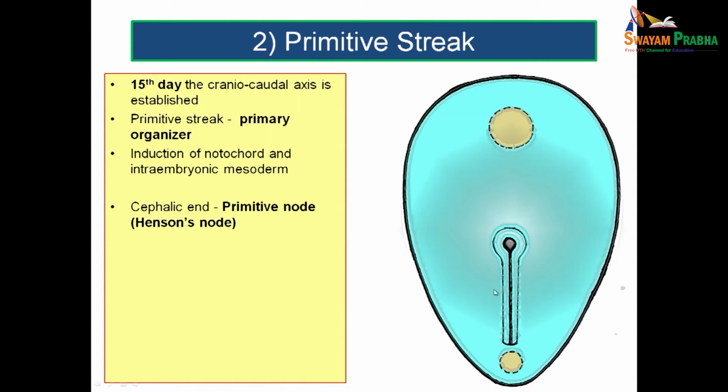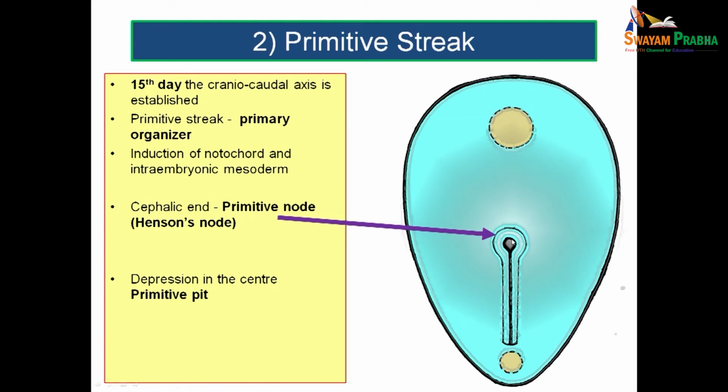Now, let us concentrate on the primitive streak, the parts of the primitive streak and how this primitive streak is giving rise to the formation of notochord and intraembryonic mesoderm. So, let us have a look. This is said to be the cephalic end of the primitive streak. You can see that there is a slight elevation at the cephalic end. This elevation is known as the primitive node, or otherwise known as Hensen's node. Now, there is a depression in the Hensen's node. So, the depression in the Hensen's node is known as the primitive pit.